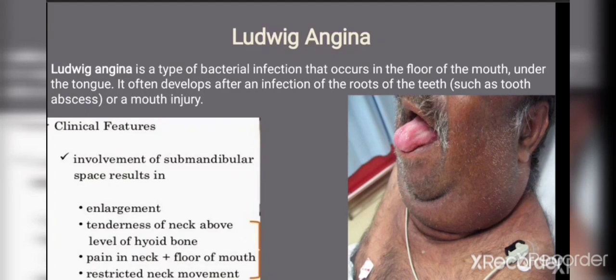It involves some mandibular spaces, which results in enlargement and tenderness of the neck above the level of the hyoid bone, pain in the neck plus the floor of the mouth, and restricted neck movements. This is the Ludwig's angina. The image is given in the slide.